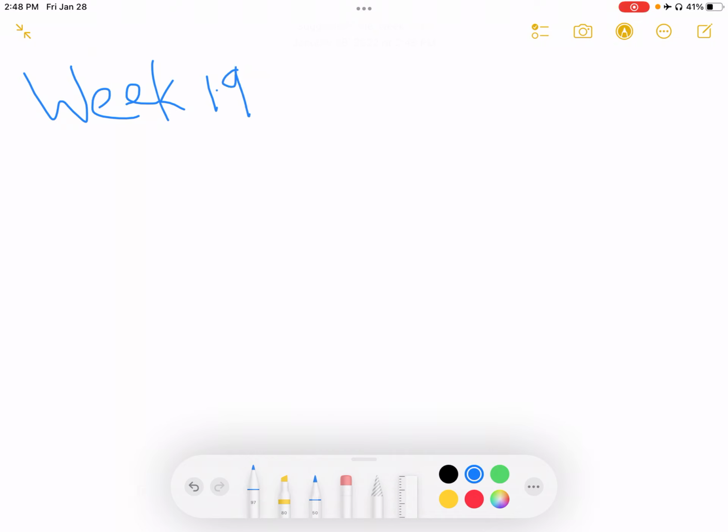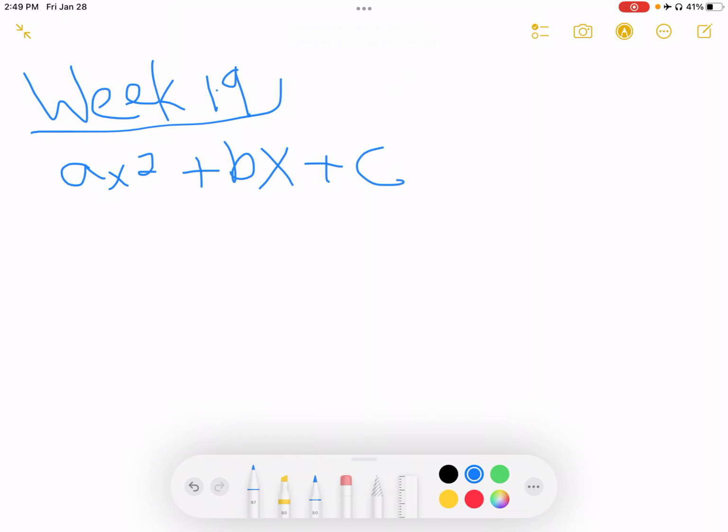Okay, so for week 19, we're going to factor. We've done that already. If we have something like ax squared plus bx plus c, we probably did that before the midterm. So we had something like x squared plus 5x plus 6. You can see in this case the a is 1, the b is 5, and the c is 6.